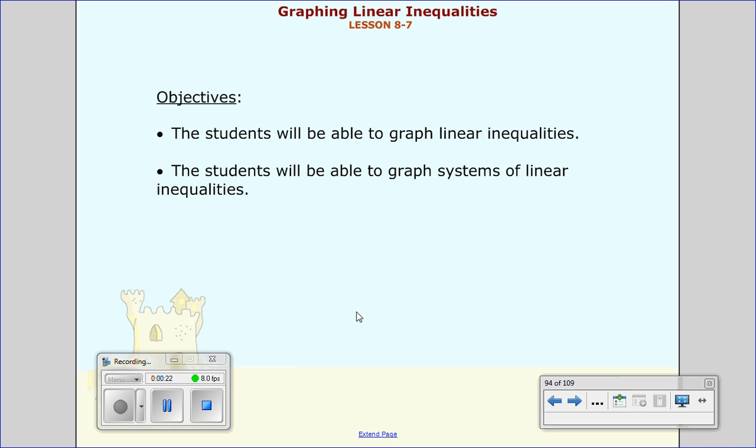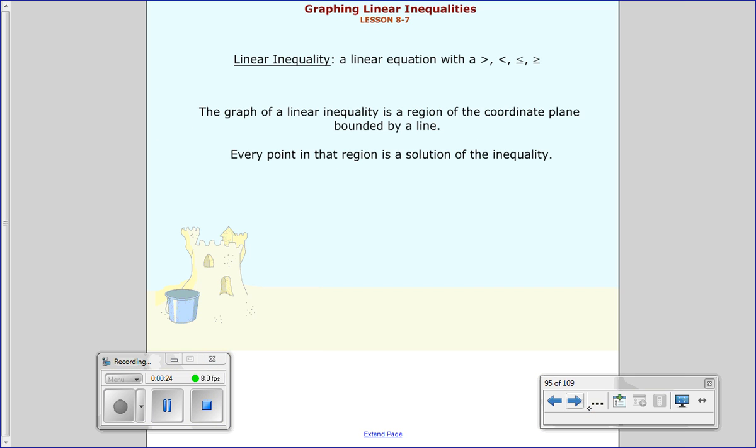In the past, we just talked about how to graph linear equations. So this lesson just takes it one step further, and you'll see how it works in a moment. First, what is a linear inequality? Well, it's still a linear equation, so it's still a straight line on a coordinate plane, but instead of having an equal sign, it has a greater than, less than, less than or equal to, or greater than or equal to sign.